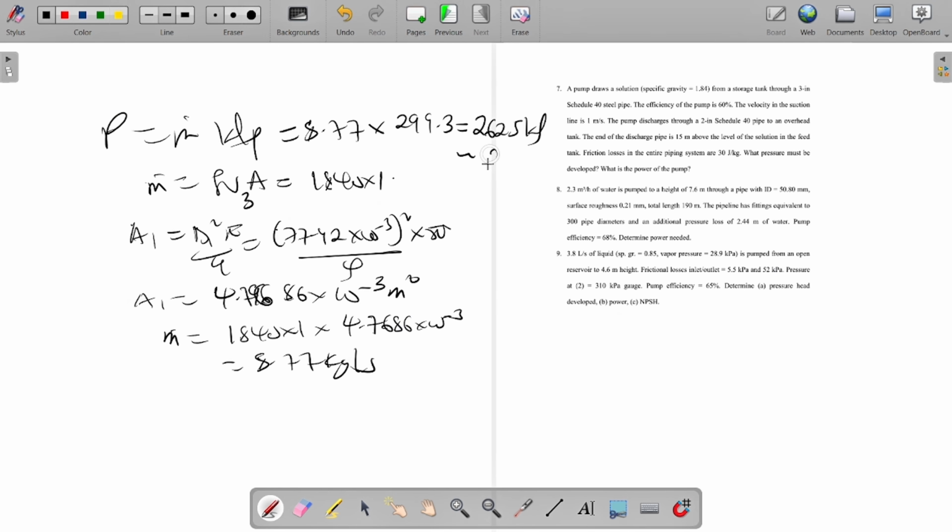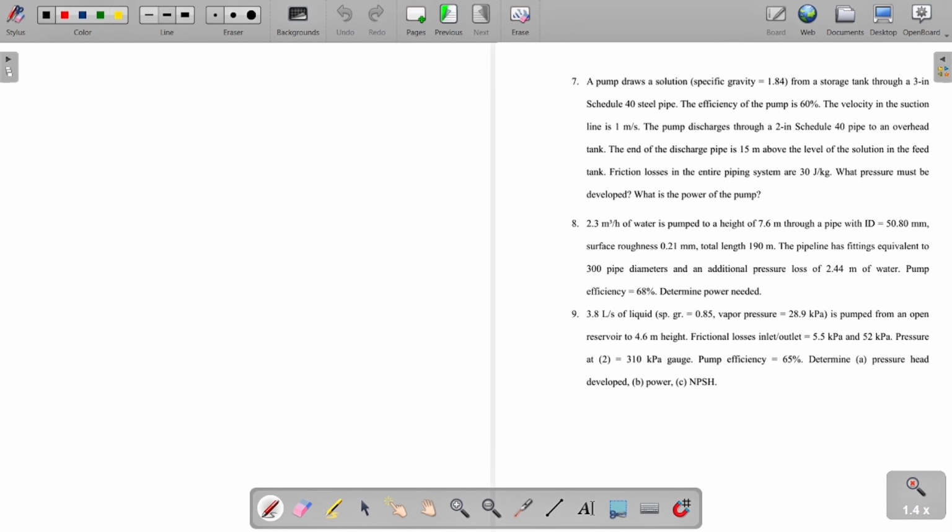Right, which is approximately 2.7 kilowatts. So the first one was the pressure which was developed, and right now we have the power developed by the pump. So basically that's it. Let's tackle question 8 and question 9.